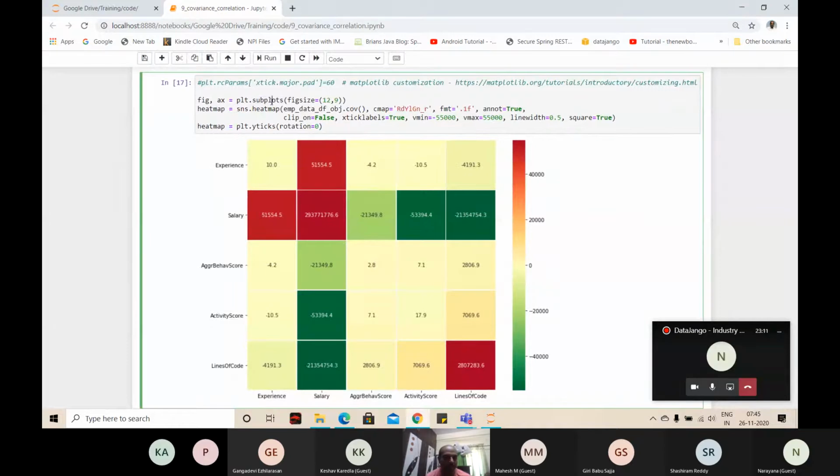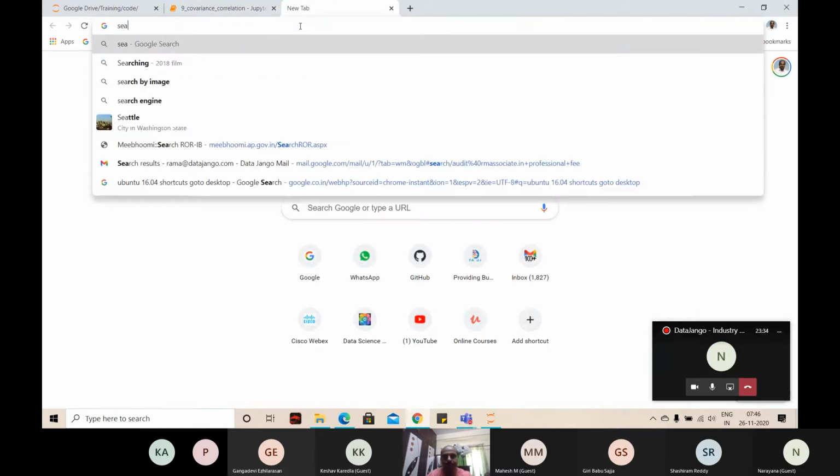Here I am using a subplot, plt.subplot, with a figure size, and then I'm using cbar. There is a heatmap method which takes a matrix of numbers. Covariance is a matrix of numbers, and then cmap is the color map. There are different color maps in here, and cbar. Let me show you.